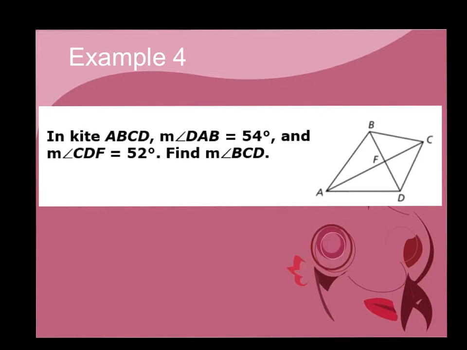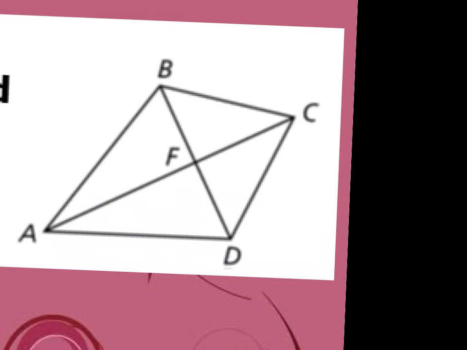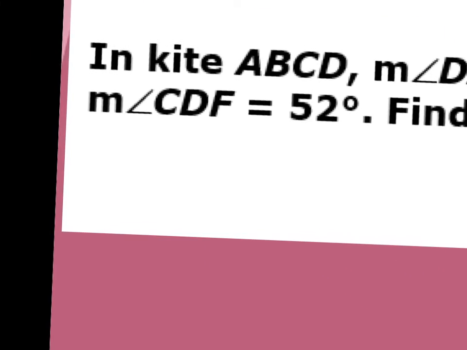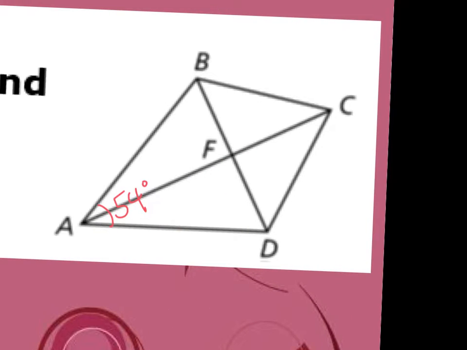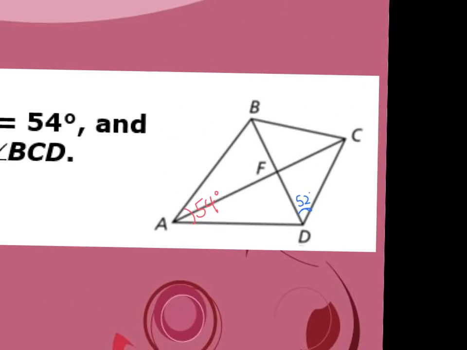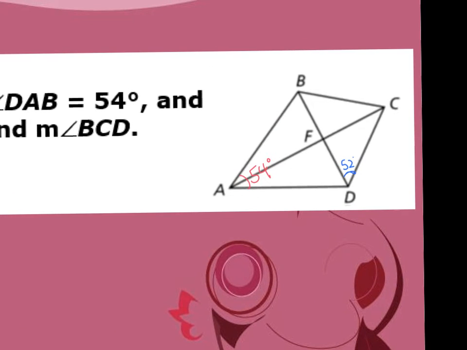Okay, now we're talking about kites. So in kite ABCD, angle DAB is 54. So this angle here is 54. And CDF is 52. CDF, which is here, is 52. Okay, so they're asking for BCD, which is this angle here.